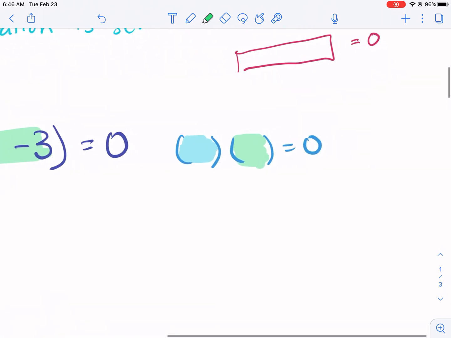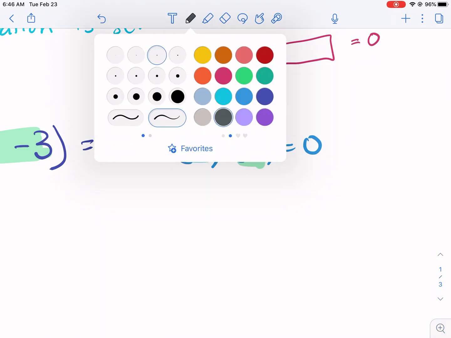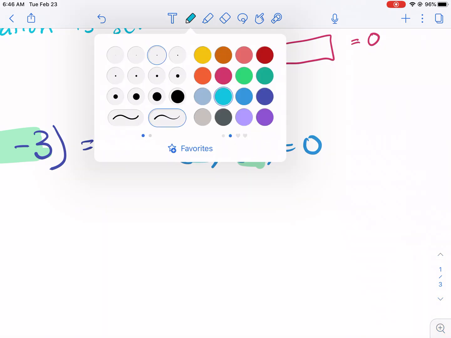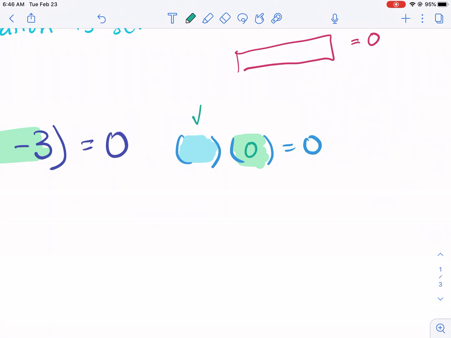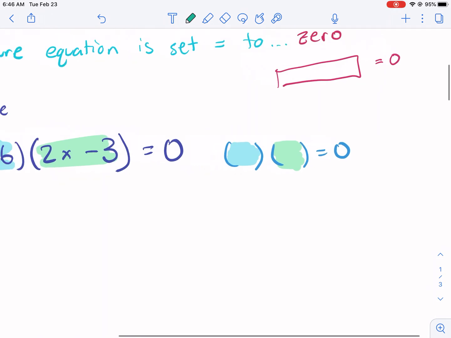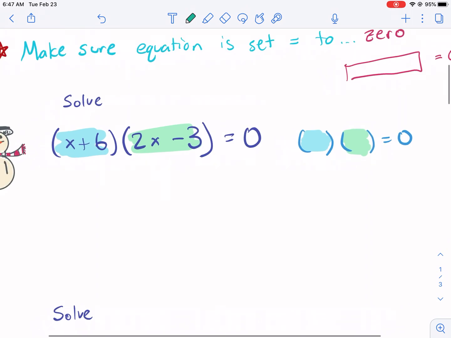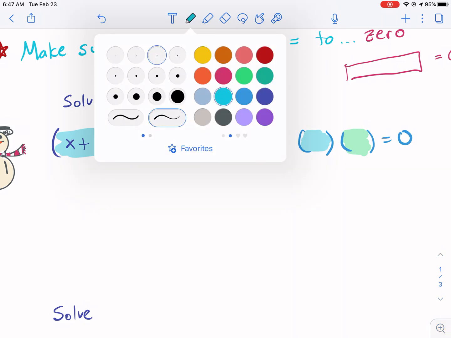Now, why did I have this set up over here? Well, because we know that if this left parenthesis equals 0, no matter what this right parenthesis is, it could be anything, 0 times blank, doesn't matter, equals 0. Or, if this parenthesis equals 0, it doesn't matter what this parenthesis is, whatever times 0 is going to equal 0. So we know that we can have either one of these equations equal to 0, and it will make a true statement. So let's go ahead and solve by making each one of these equal to 0.